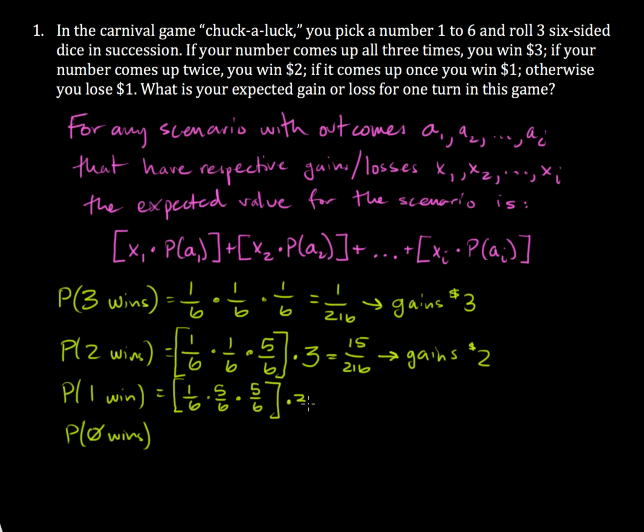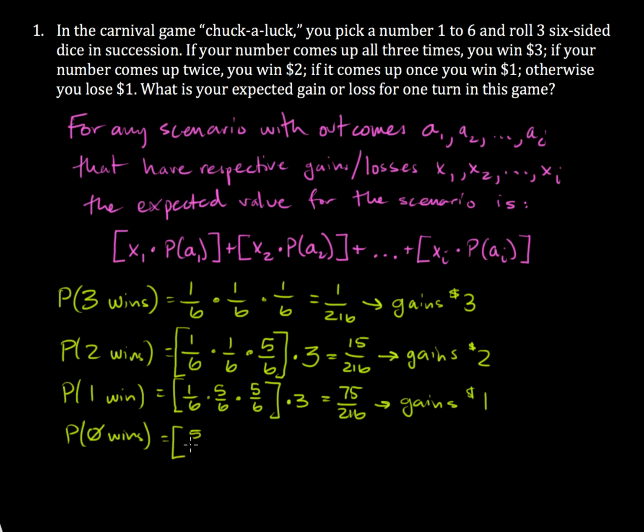So again, we've got to multiply this by 3, just like we did up there. And so that's going to give me 75 over 216. And that gains me $1. The other thing that can happen is that I don't win at all.